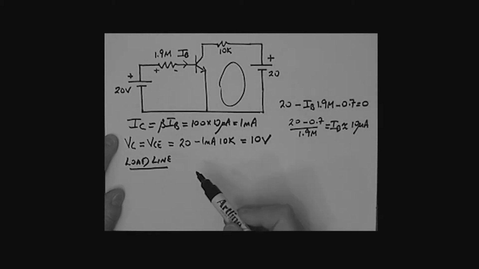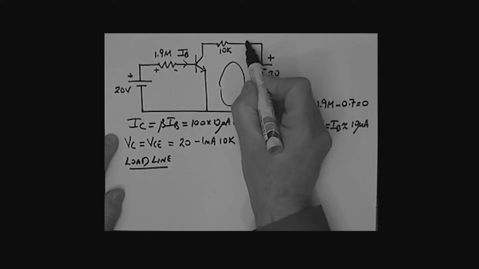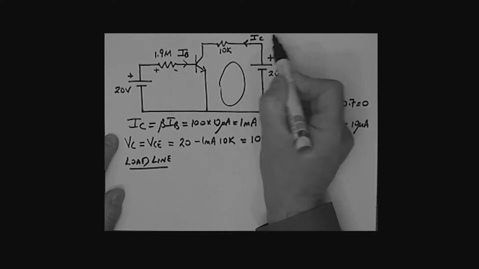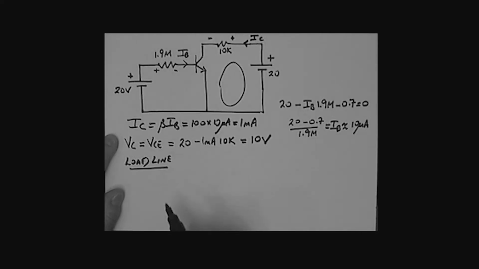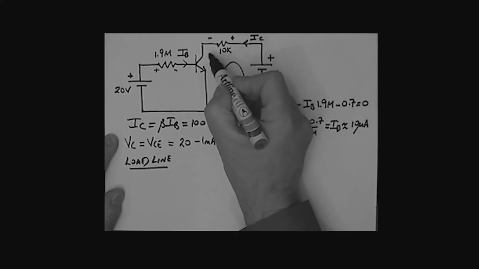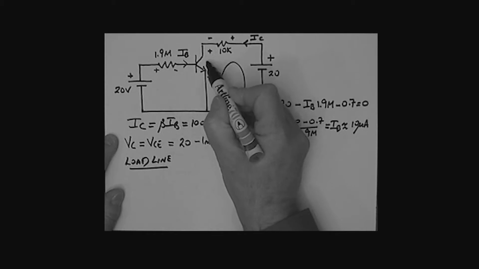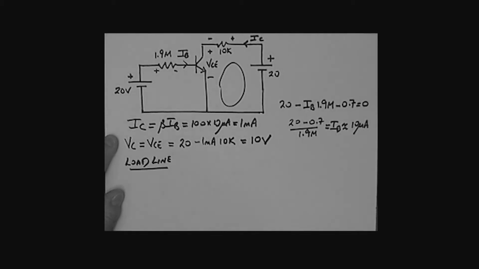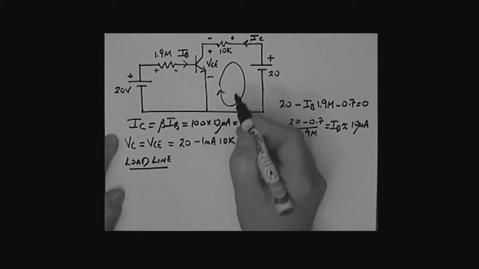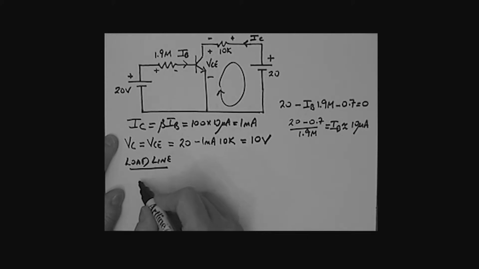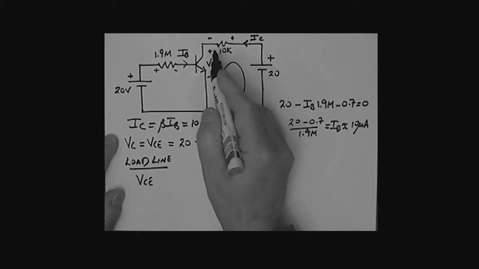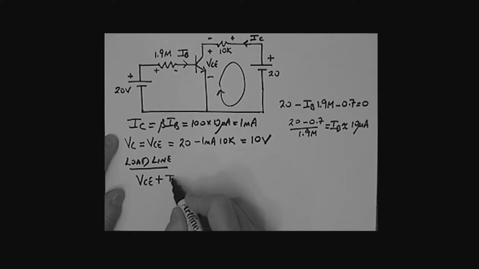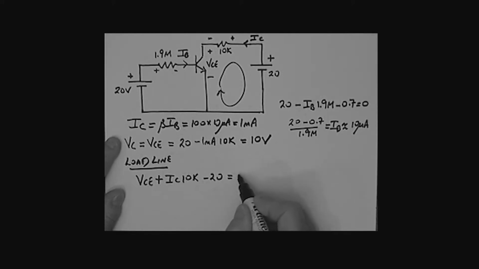Well, it was simply really a loop around here. Remember, let's just do this. That's IC, plus minus across that resistor. We could now go through this, and of course plus minus, that's our VCE term sitting there. So if I do this, I'm just summing the voltages. I've got VCE, plus IC times the 10K resistor, and then a minus 20, all equals 0, okay?